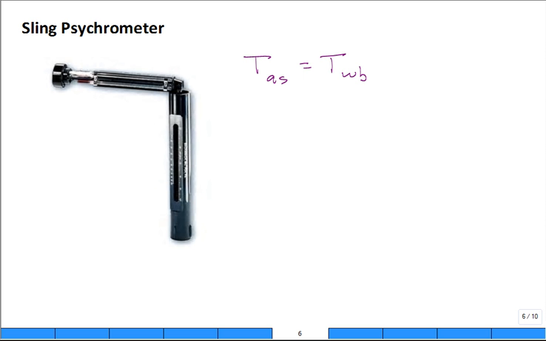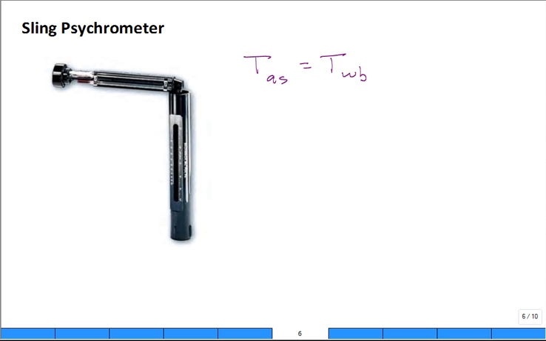Now, if there's no evaporation off of this, then the wet bulb and the dry bulb are the same temperature, and you can rotate and read the temperatures. But if I sling it around, it's in now a very forced convection state.